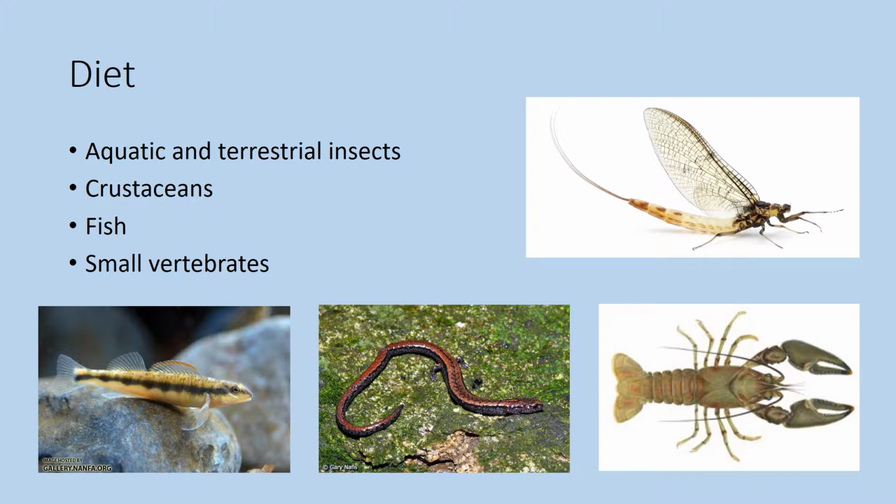Adults typically feed on aquatic and terrestrial insects like mayflies and caddisflies, etc. Crustaceans, primarily crawfish or crawdads, crayfish or crawdads, however you pronounce it. Small fish like this darter or other juvenile species, or even from their same species, and occasionally small vertebrates like salamanders and frogs.